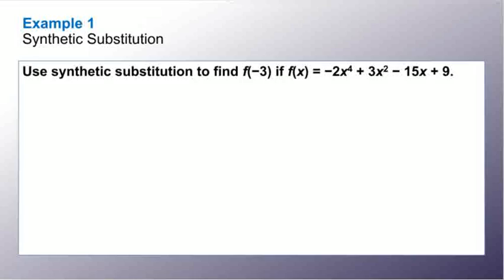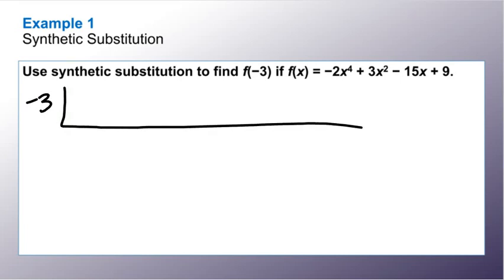So our first example, use synthetic substitution to find f of -3 if f of x equals -2x to the 4th plus 3x squared minus 15x plus 9. So I'm going to put -3 in here. We're going to use synthetic substitution. So this would be -2. I don't have any x cubed, so I'm going to put a 0 there. 3, -15, and then 9.